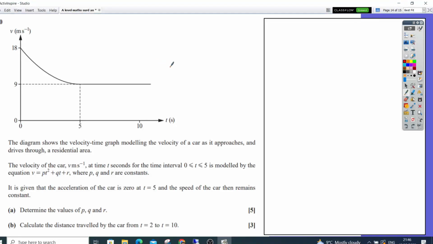Hi there, and let's have a quick look at this question. This is a mechanics question where it's variable acceleration. Okay, let's read the question.